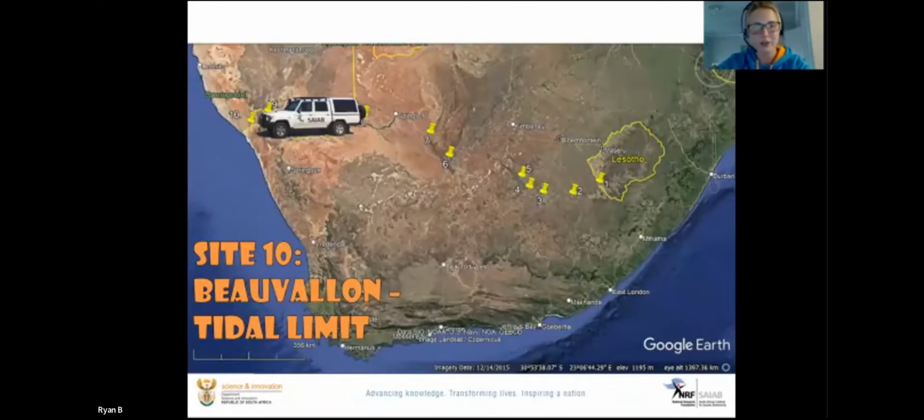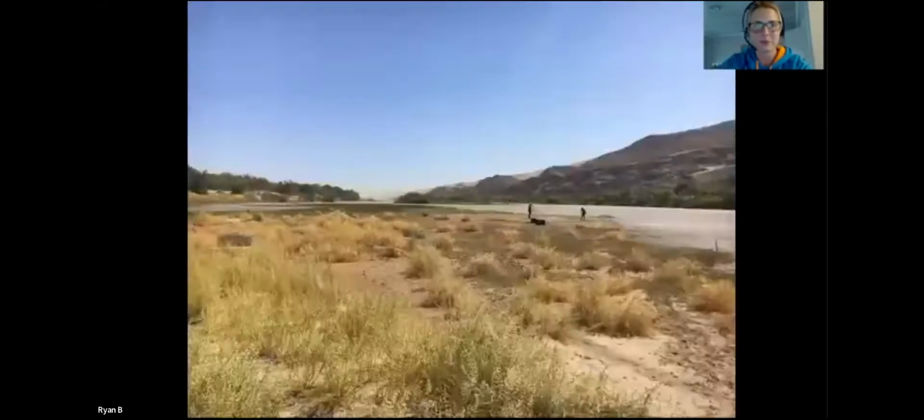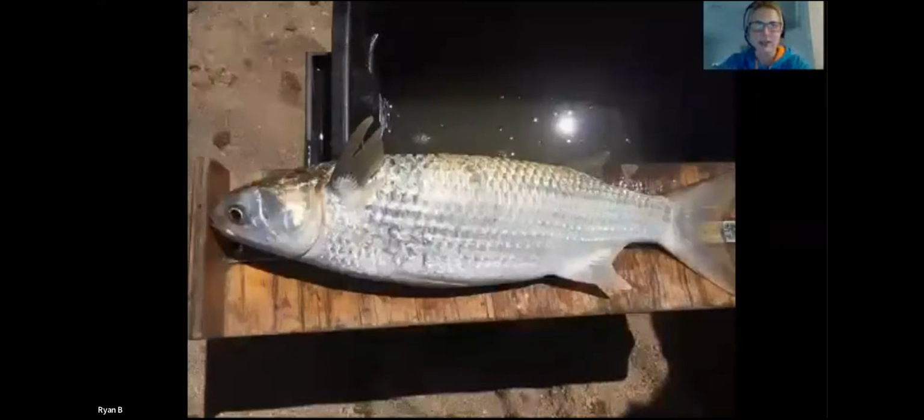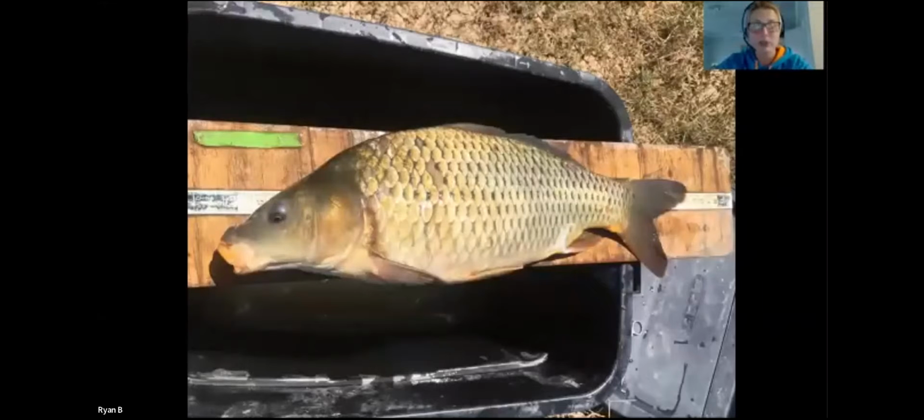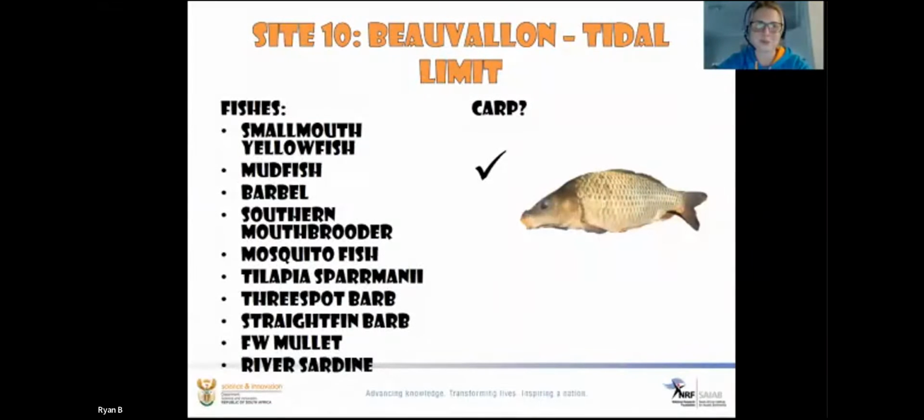So, on to our final site, Beauvallon, the tidal limits of the Orange. You can see here that the plant life is becoming much more salt marshy, and this tidal ingress was reflected in the fishes. For example, here's a mullet. We also got some freshwater sardines, but yes, carp still present. They didn't mind the salt. This was the site with our highest number of species, both the freshwater species and the brackish species.